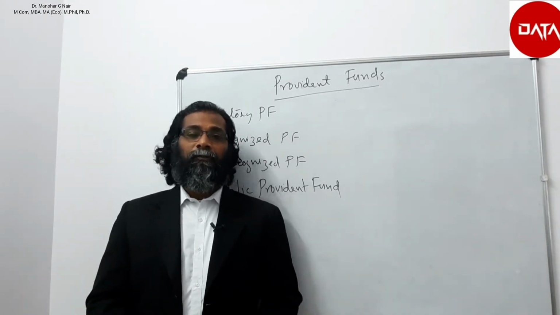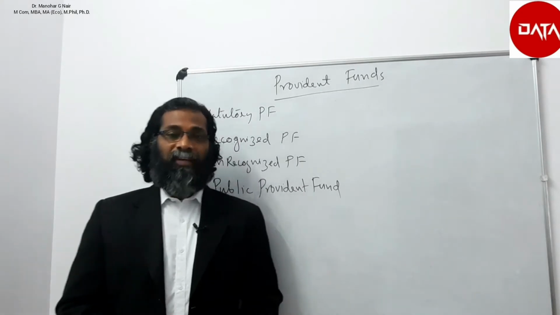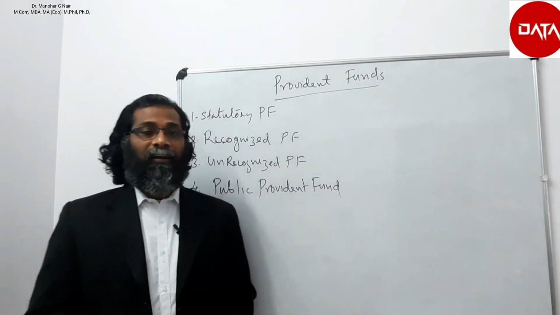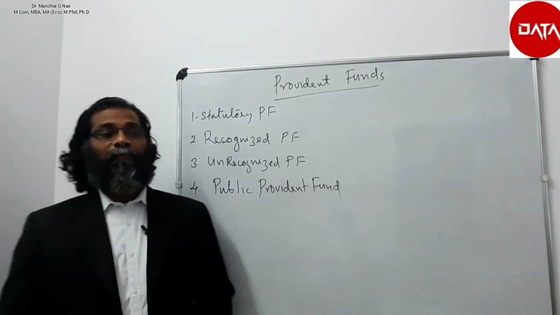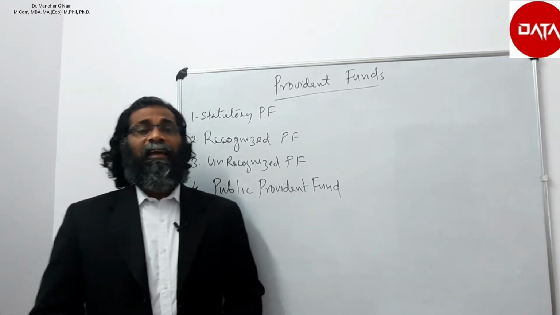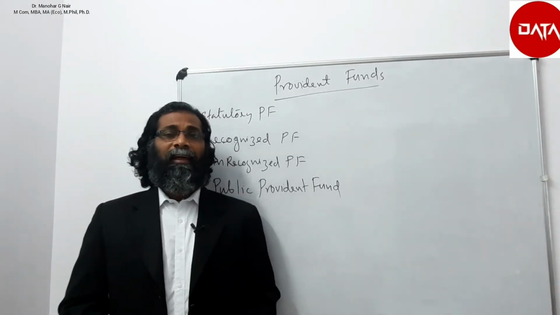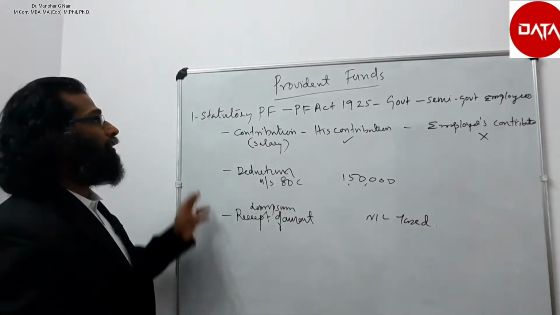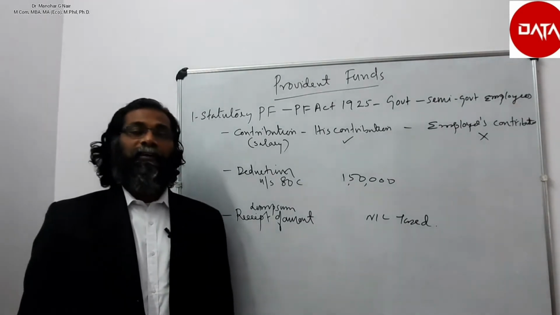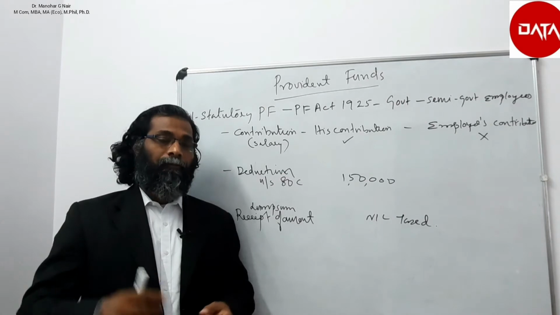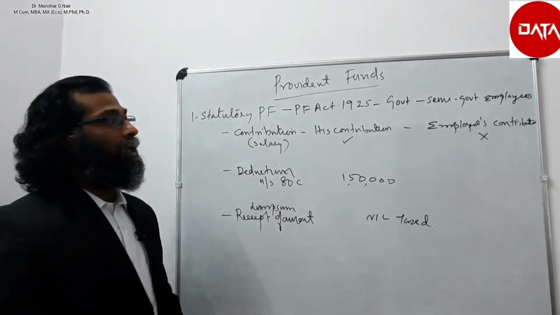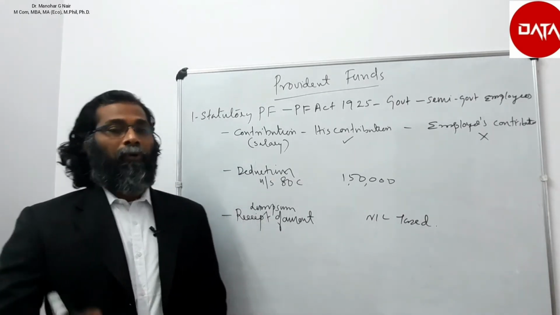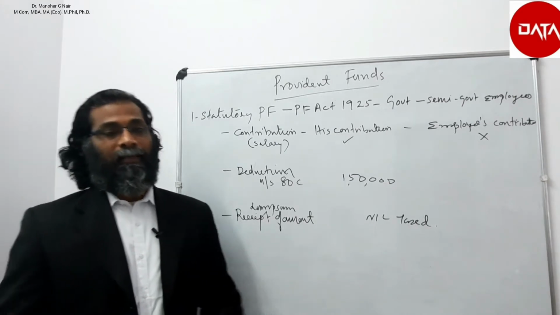Mainly there are four types of Provident Funds. The first one is Statutory Provident Fund, the second is Recognized Provident Fund, the third is Unrecognized Provident Fund, and the fourth is Public Provident Fund. Let us discuss each one of these Provident Funds and its tax implications. The first type is Statutory Provident Fund. These Provident Funds are set up under the Provident Fund Act 1925. It is created for government employees, semi-government employees, employees working in local authorities, universities, etc.